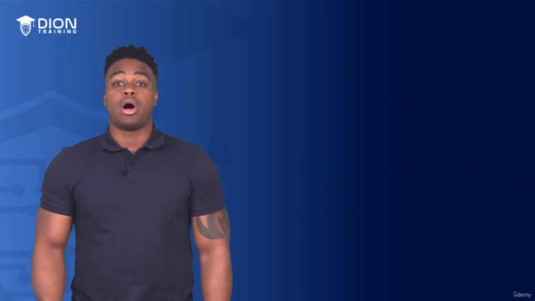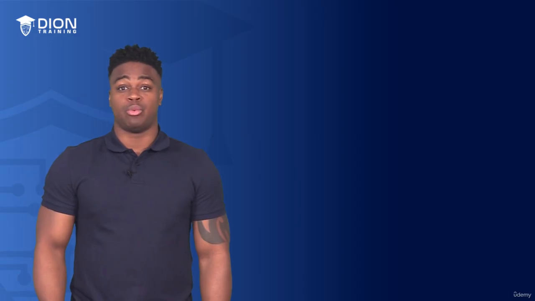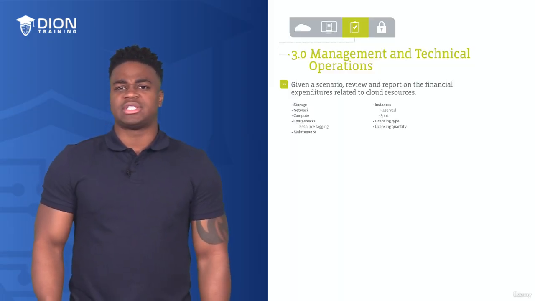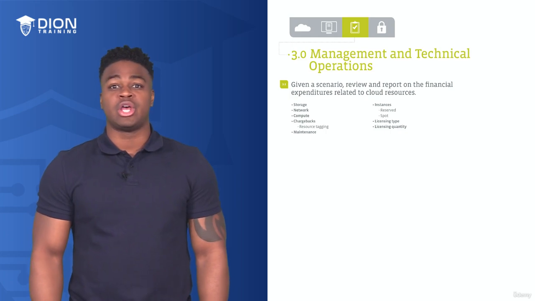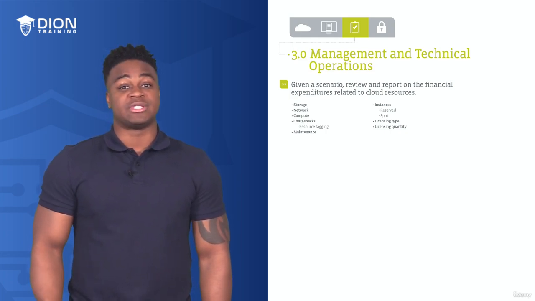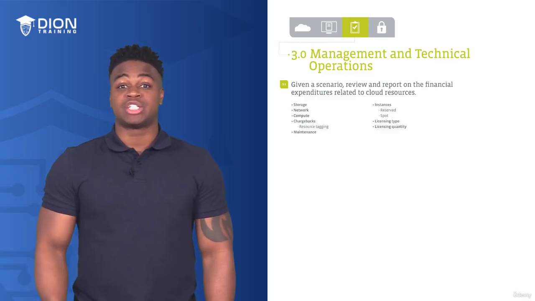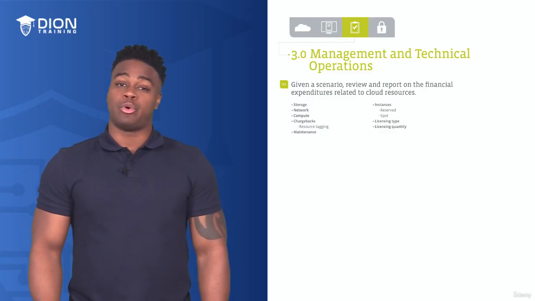We'll be focused mostly on Objective 3.3 in this section, but we'll also quickly jump back to Objective 2.1. Objective 3.3 states that given a scenario, you must be able to review and report on financial expenditures related to cloud resources. And specifically, we'll be looking at virtual machine instance types, licensing, chargebacks and tagging, maintenance, and reporting.